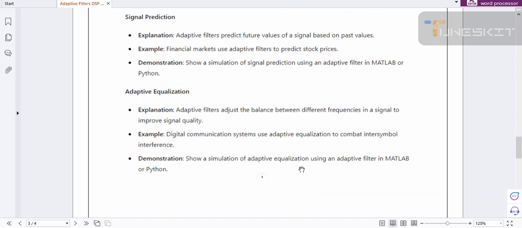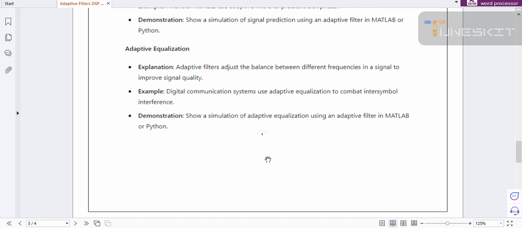The fourth application is adaptive equalization. Adaptive filters adjust the balance between different frequencies in a signal to improve signal quality. For example, digital communication systems use adaptive equalization to combat intersymbol interference. It shows a simulation of adaptive equalization using an adaptive filter in MATLAB or Python.